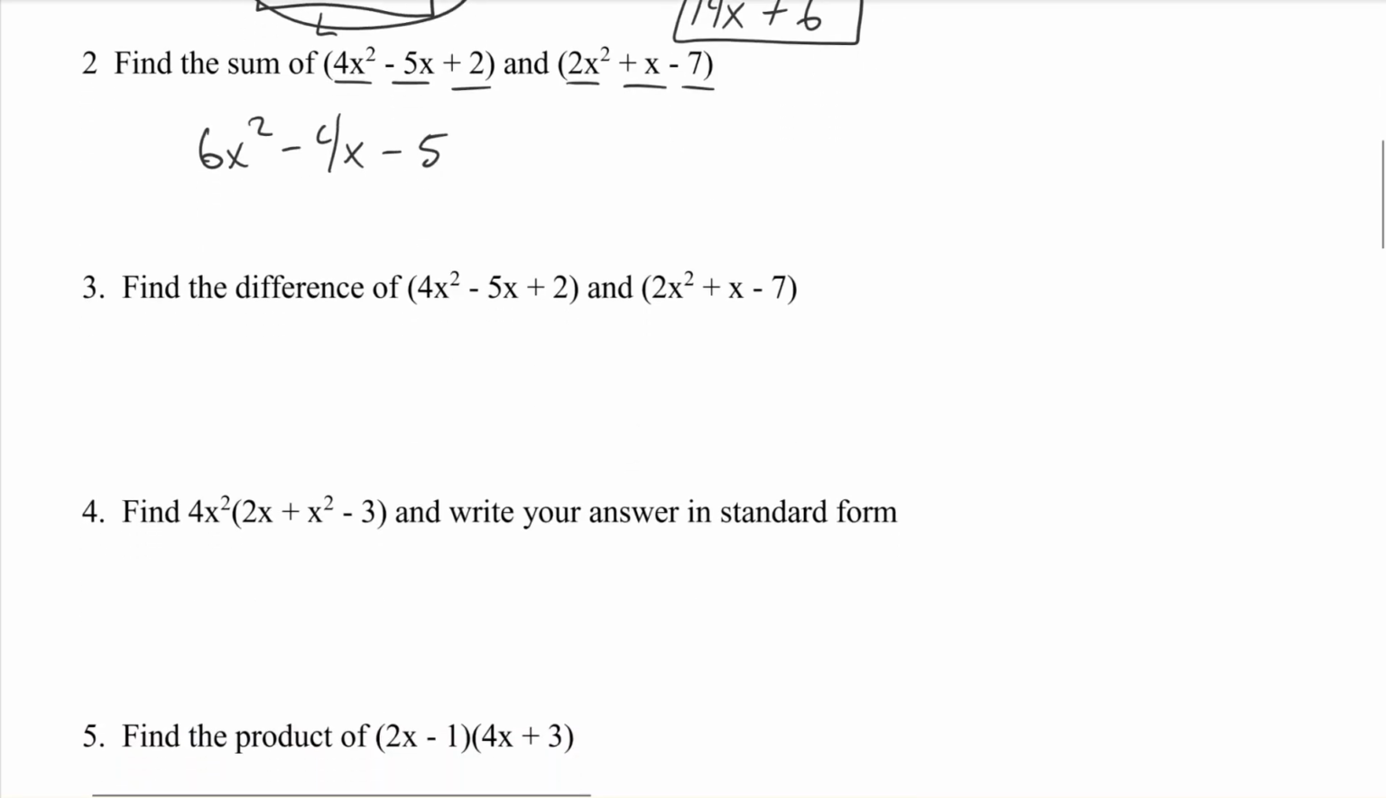The difference means to subtract, so we need to multiply this whole expression by negative 1. What's that do? All that does is change the sign of everything. So this would be a negative 2x squared, a negative x, and a positive 7. And then we can add these expressions together. So that makes 9. Negative 5x and negative x make negative 6x. And 4x squared minus 2x squared makes positive 2x squared.